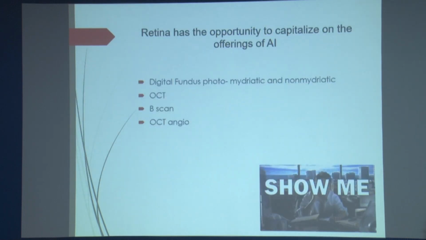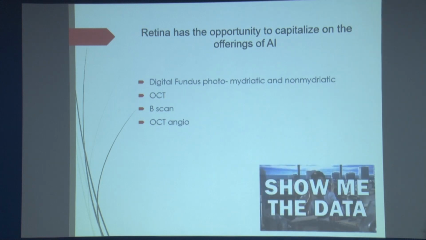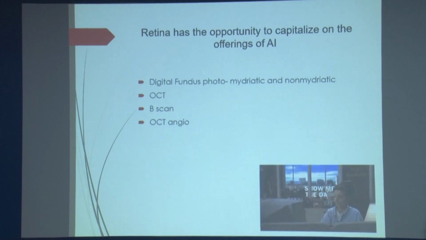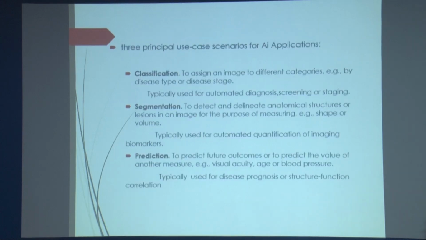In retina, as I told you, there is a lot of opportunity for AI, because we have fundus photos, OCT angio, B scan, where we have a lot of images and we can use them as data. There are mainly 3 types of classification. The first one is classification, where we divide the condition, for example, whether diabetic retinopathy is there or not there.